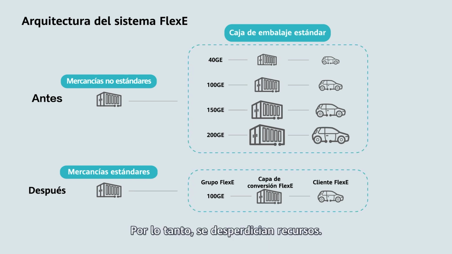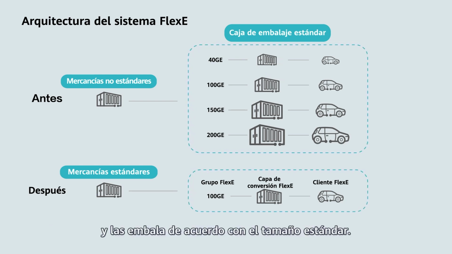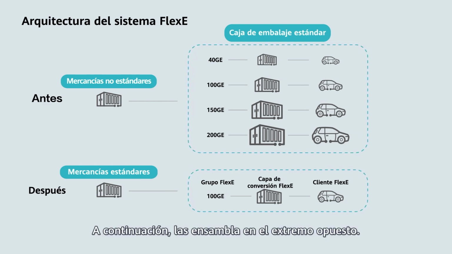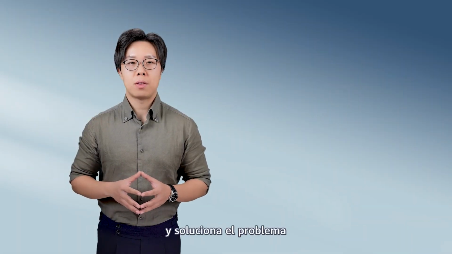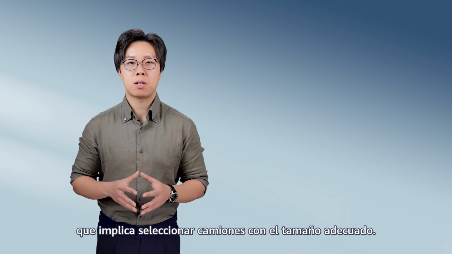As such, wastage occurs. FlexE takes a different approach by splitting all goods, packing them according to the standardized size, and then assembling them at the pier end. This significantly reduces transportation costs and eliminates the problem of selecting appropriately sized trucks.